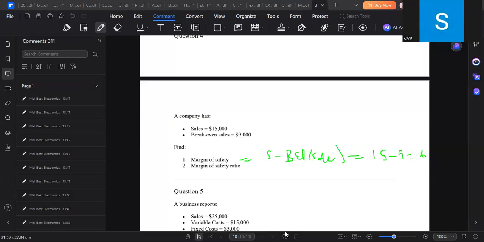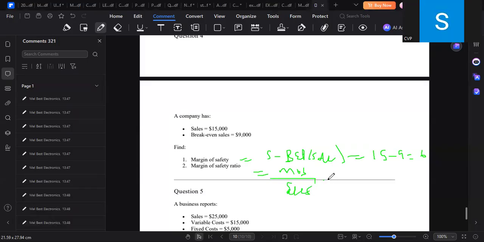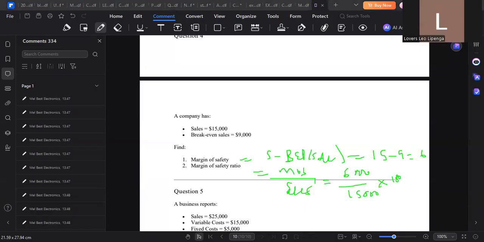What is the margin of safety ratio? We have the margin of safety over what? Over sales, correct. So what is our margin of safety? 6,000 over what? What is our sales? It's 15,000. Okay, what do we get? 0.4, which is 40%, correct.